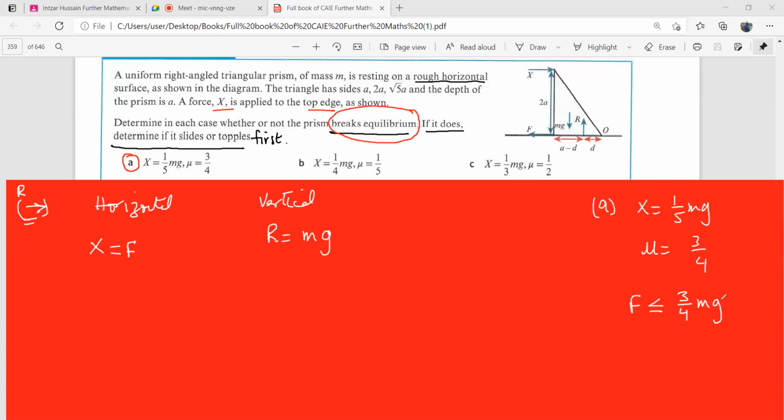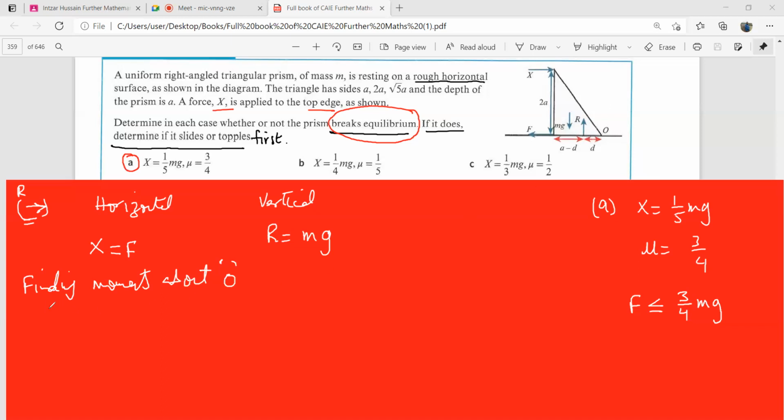Now let us find the moments about O. Sometimes we have many options to find the moments about. Since you people have an idea, when you're applying this force onto this edge, this is the point about which this would be toppling. So when you start applying the force X over here, and if you start increasing this, this distance D would start decreasing from this point over here.